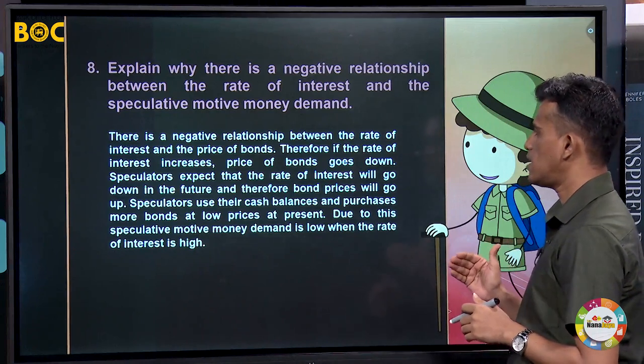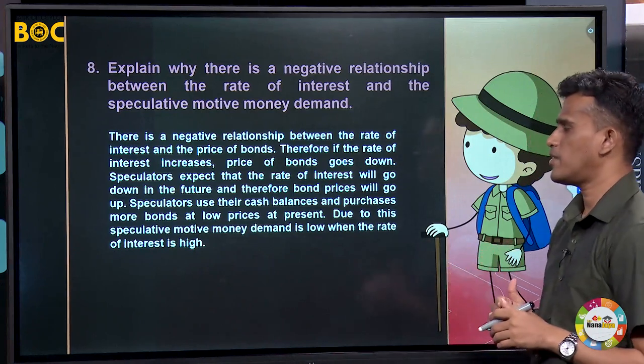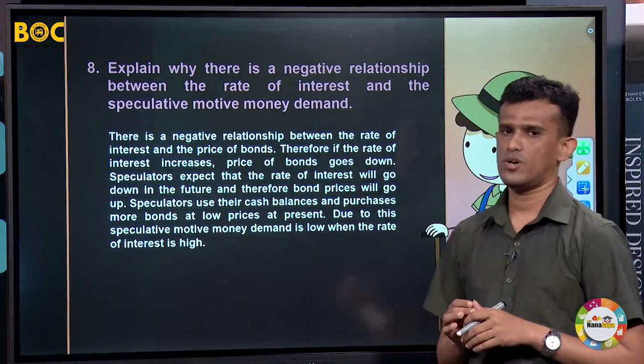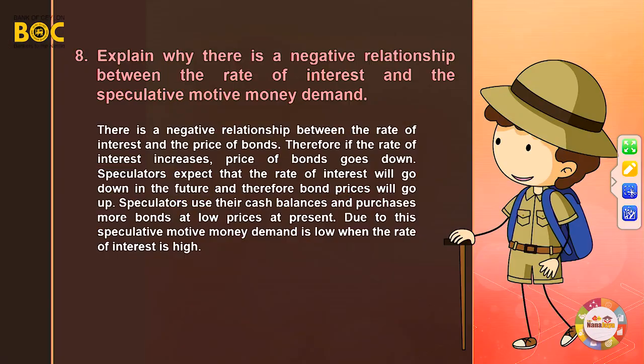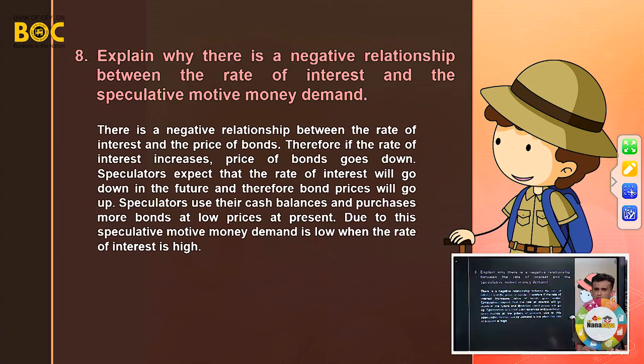There is a negative relationship between the rate of interest and the price of bonds. So in order to explain the negative relationship between the rate of interest and the speculative motive money demand, we need to first state that there is a negative relationship between the rate of interest and the price of bonds.